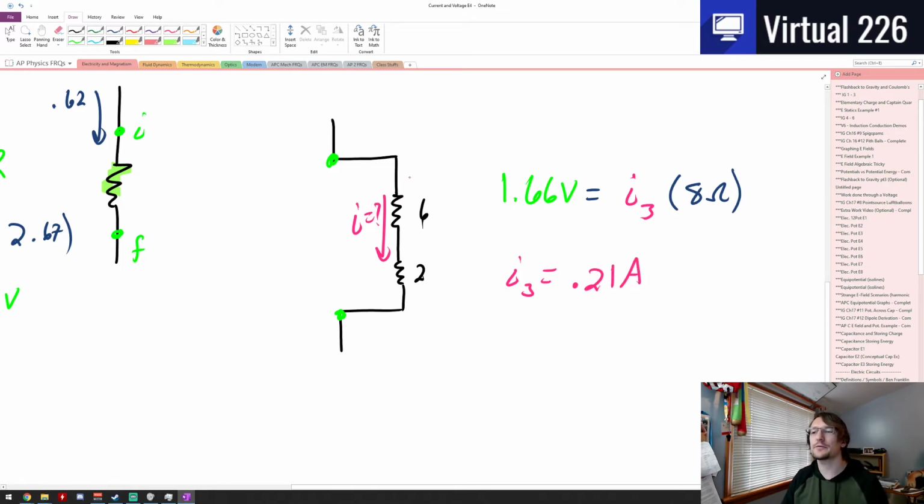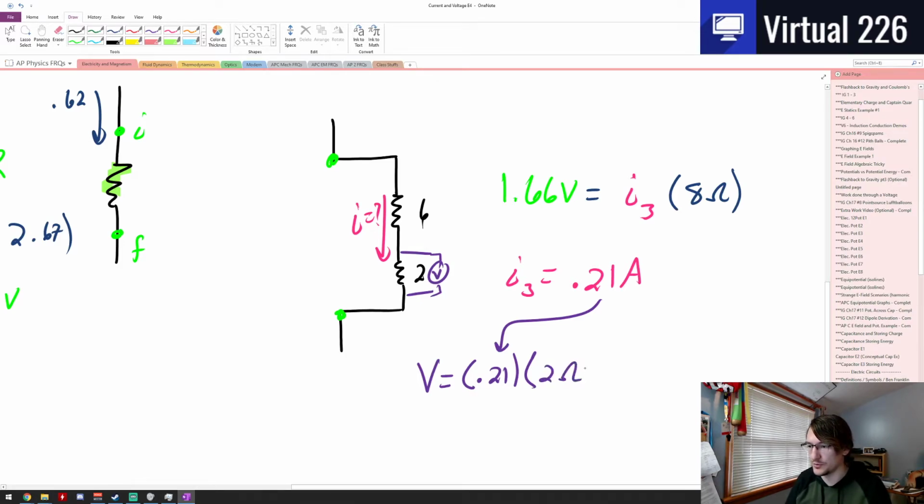Okay? And it's the same for both the 6 ohm and the 2 ohm because these are in series. Well, if I now know the current that's running through this 2 ohm resistor, I can find the voltage drop across it. The voltage drop across this resistor here is just V equals the current running through it, 0.21 amps, multiplied by the resistance of that component, 2 ohms, which is going to mean that our voltage drop here is going to be a nice 0.42 volts. And that gives us our final answer to this problem.